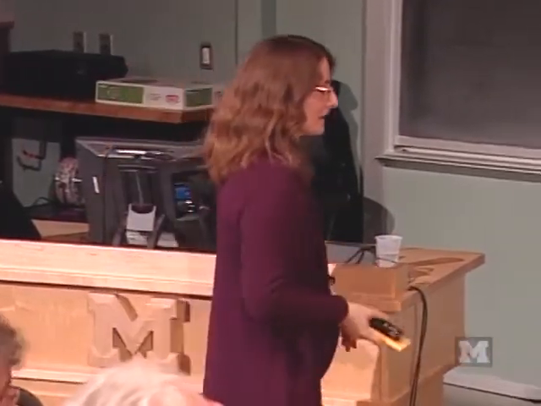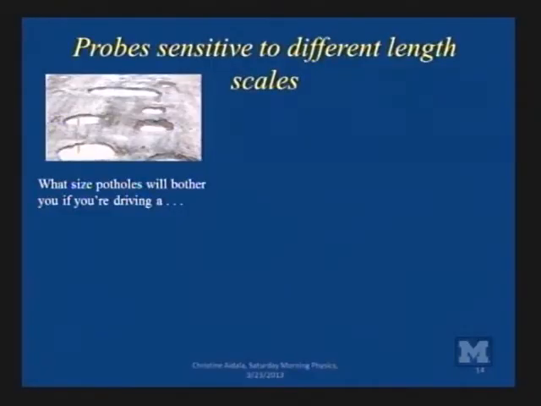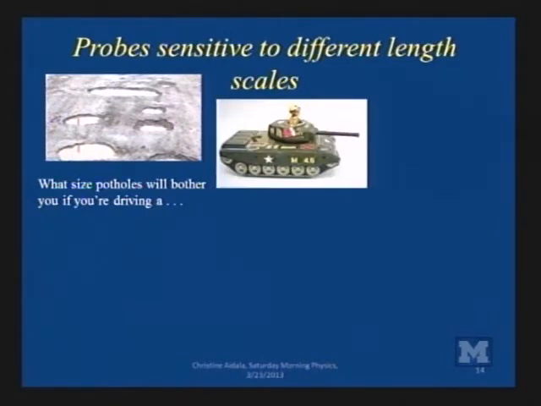So switching gears a little bit, I'd like to talk about potholes. I'd like to talk about potholes to try to think about how different probes can be sensitive to different length scales. So I study things that are really tiny, right? And you need the right tools to be able to study something the size that you're interested in looking at. So the question is, what size potholes will bother you if you're driving a tank, right?